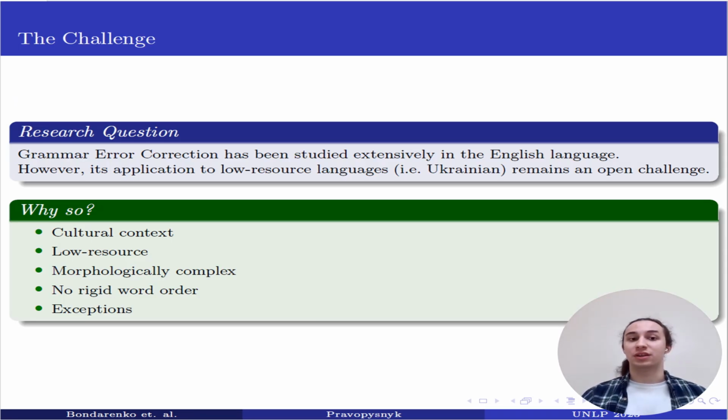Grammar error correction has been studied extensively for the English language. However, its application to other, less widely spoken languages, such as Ukrainian, remains an open challenge. There are multiple reasons for the lack of research on GEC for the Ukrainian language: cultural context, such as the prevalence of Russian over Ukrainian; a small amount of resources, meaning that there are much fewer datasets and language models; and significant morphological complexity compared to English, such as the absence of rigid word order and a lot of exceptions, most of which are not known even to native speakers.